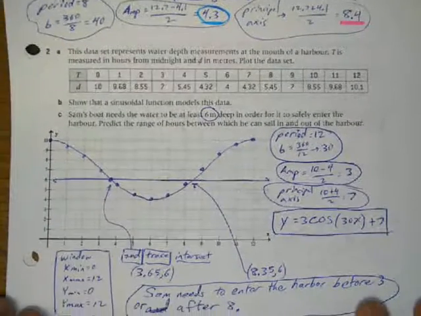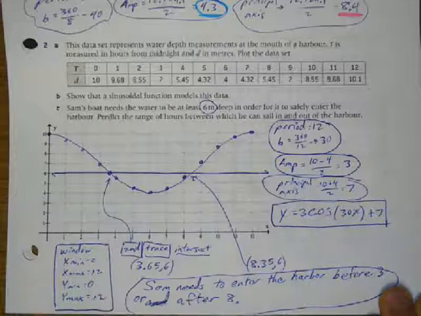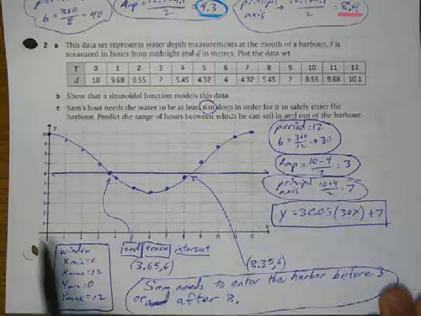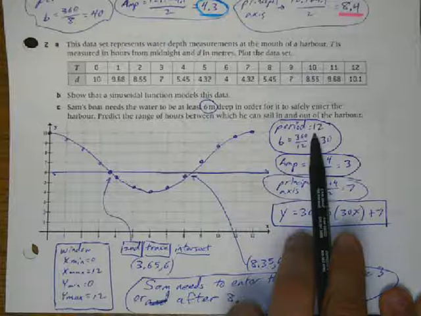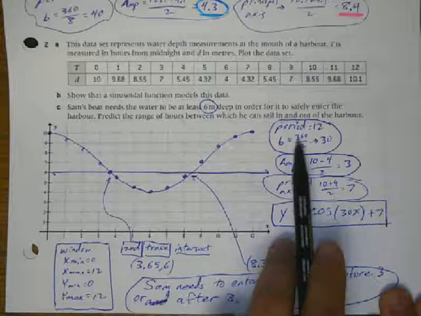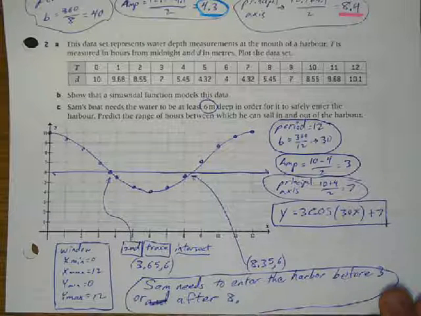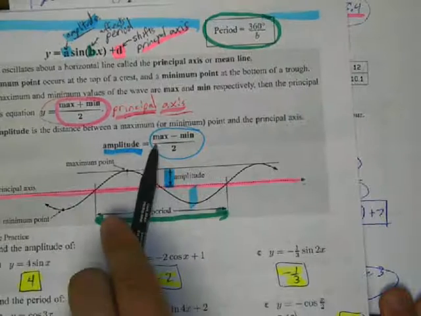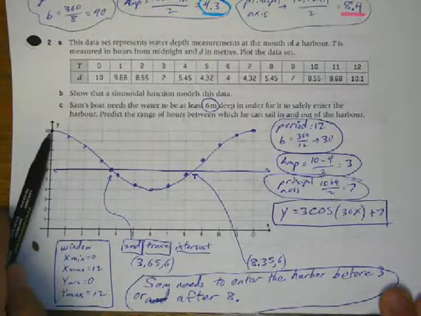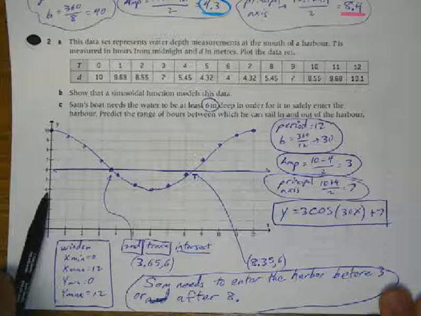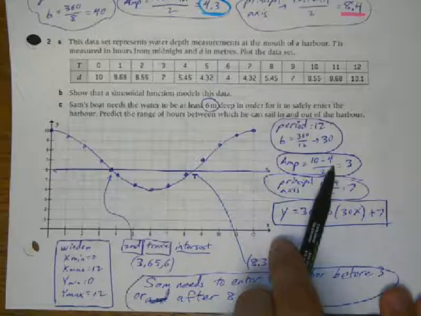Okay, so we plot the data just like this, and notice we start at 1 and go all the way to 12, so my period is equal to 12. So to get my b value, I do 360 divided by the period, and my b value is going to be 30. Then to find the amplitude, it's the maximum minus the minimum divided by 2. So the maximum value is 10, the minimum value is 4. So 10 minus 4 divided by 2. 10 minus 4 is 6. 6 divided by 2 is 3.